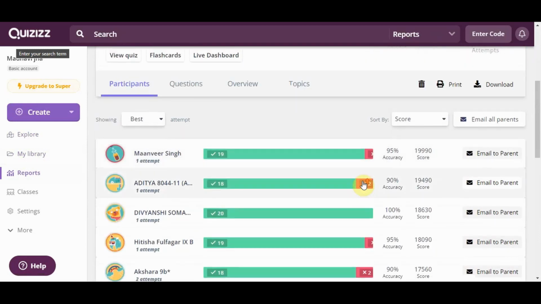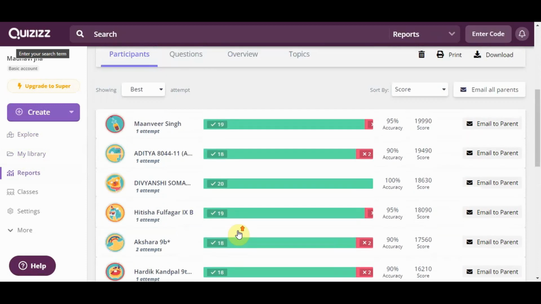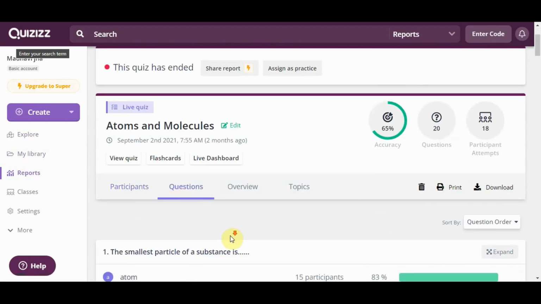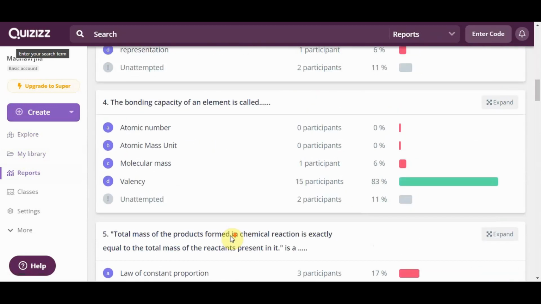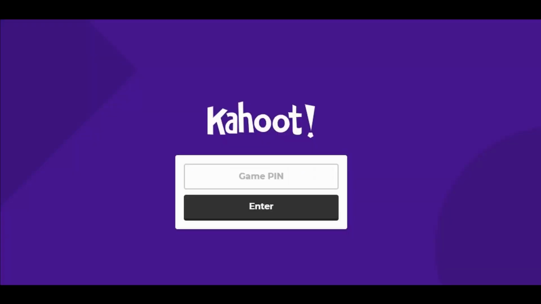It also gives detailed analysis of the result, which helps in interpreting students' level of understanding of that topic. Google Form and Kahoot are also similar platforms.